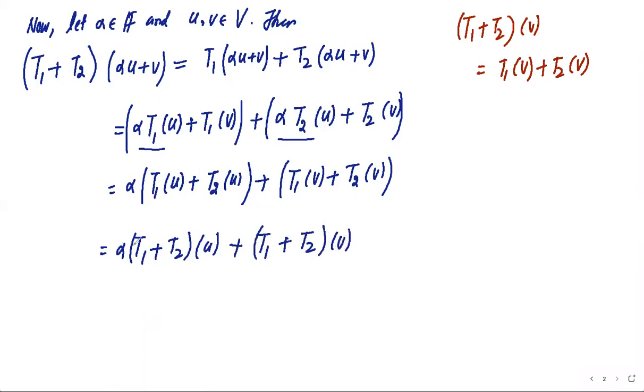So therefore we have shown that T1 plus T2 of alpha U plus V is alpha times T1 plus T2 of U plus T1 plus T2 of V. So thus, T1 plus T2 is a linear transformation.